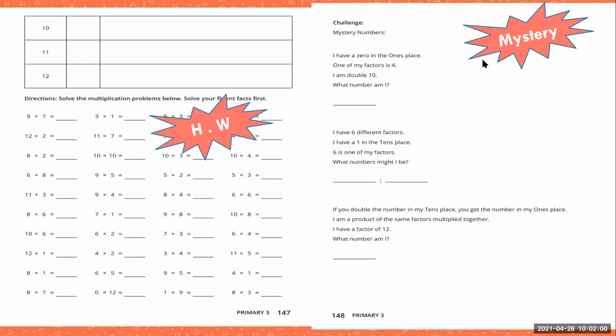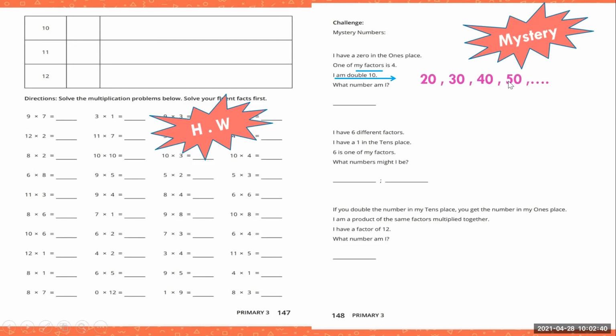The first one, I have a 0. It's about numbers. So I am a number, and I have a 0 in one's place. One of my factors is 4. It means I can be the result of multiplying 4 by another number. And I am a double of 10. Focus with me, please. Double of 10 means 10, 20, 30, 40, and so on. So to solve it, we can write the doubles of 10.